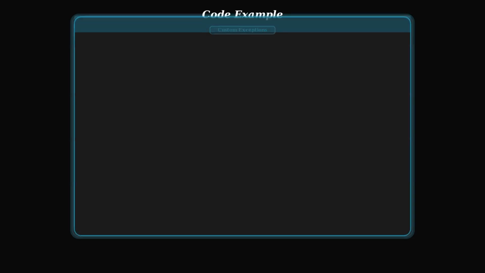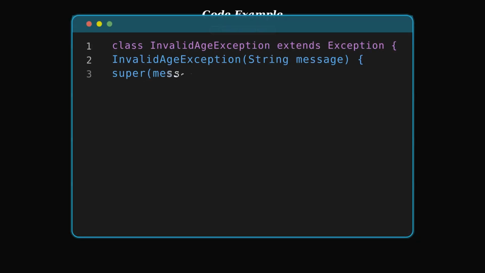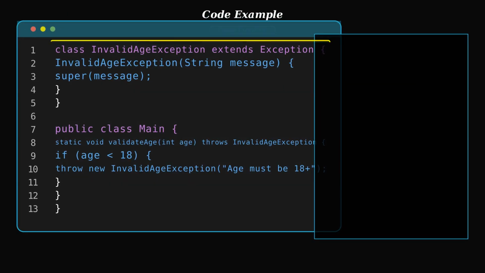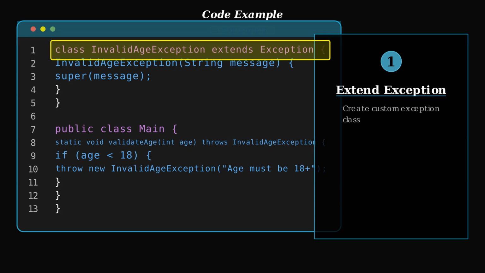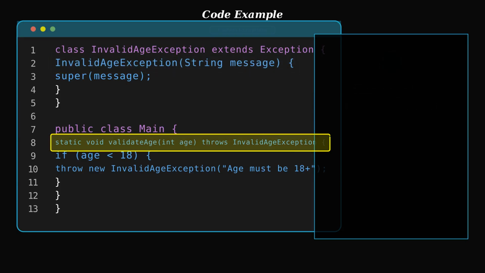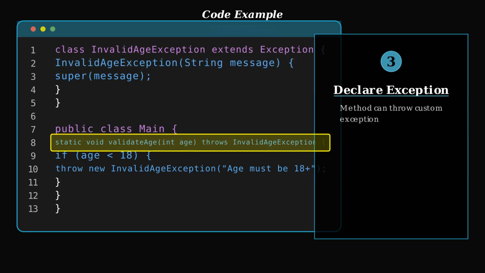Let's see how to implement custom exceptions in code. Here is the implementation. Extend exception. Create custom exception class. Constructor. Pass message to parent. Declare exception. Method can throw custom exception.